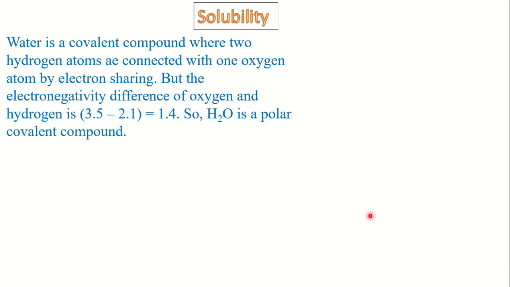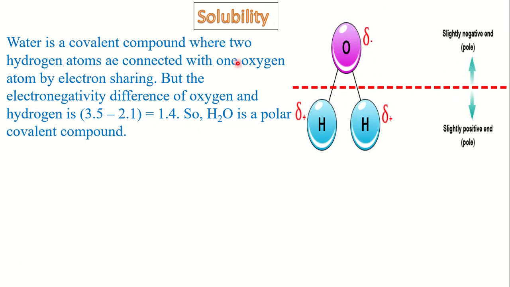Now, why is water a polar covalent compound? Already I have discussed it. Water is a covalent compound where two hydrogen atoms are connected with one oxygen atom by electron sharing. That means it is a covalent molecule. But the electronegativity difference of oxygen and hydrogen is 1.4. It lies between 0.5 to 1.8. So water is a polar covalent compound.